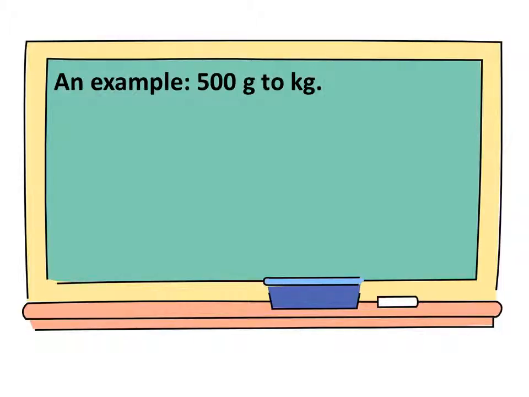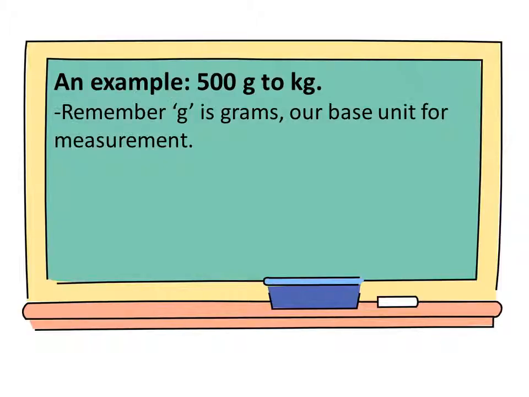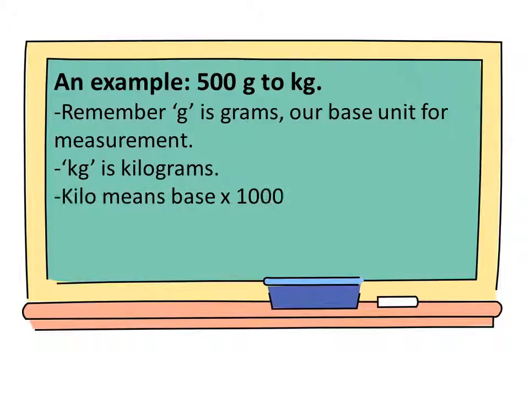An example that deals with converting from metric prefixes: we're using 500 grams to kilograms. Remember, G is grams, our base unit for measurement in this problem. Kg is kilograms. Kilo means base times 1,000.